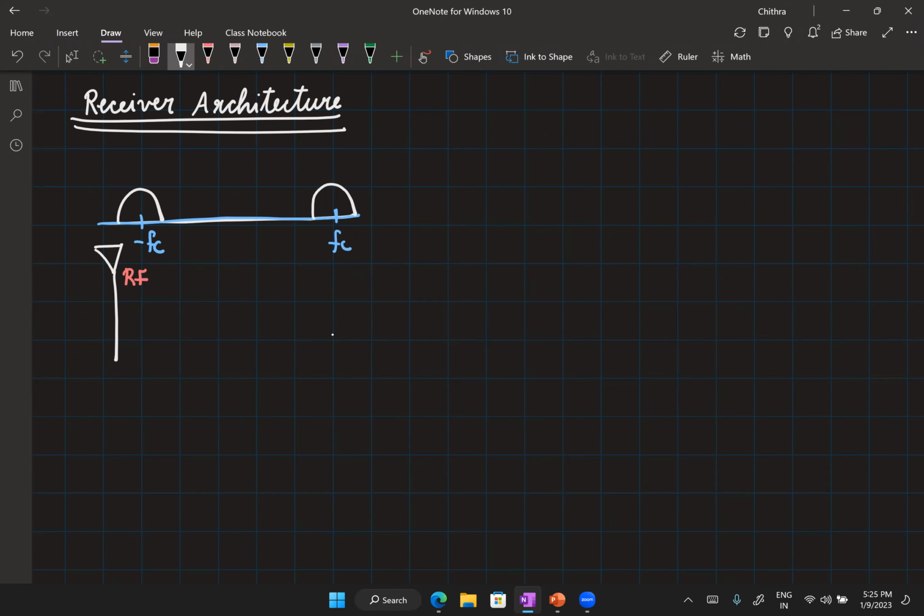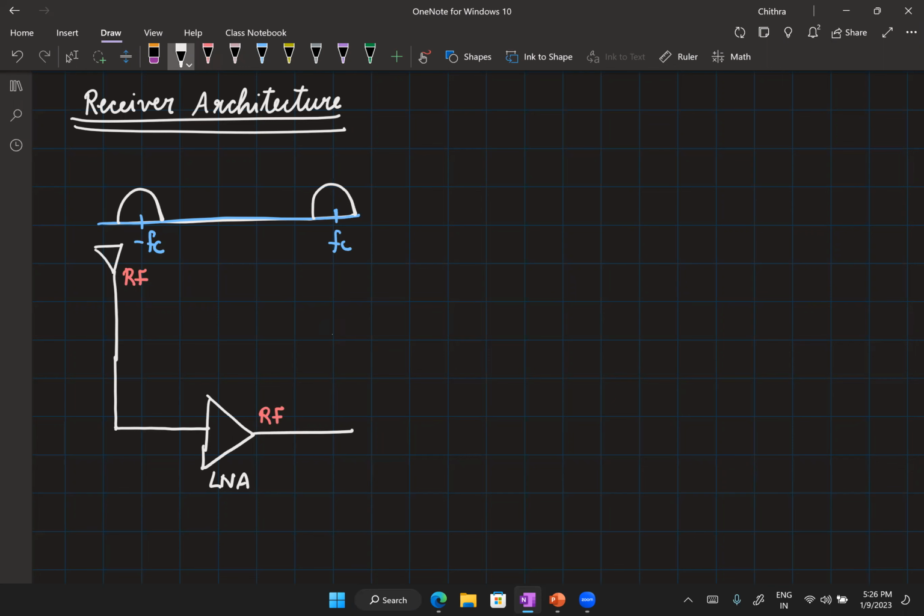Okay. Now what is the first component in the receiver chain after the antenna? LNA. The signals that are received by the antenna are very weak and we want to amplify them, but the signals are so weak that the amplifier's noise itself could corrupt it. So we have to use a low noise amplifier, which in short is called the LNA. The signal at the output of the LNA is still at RF frequency.